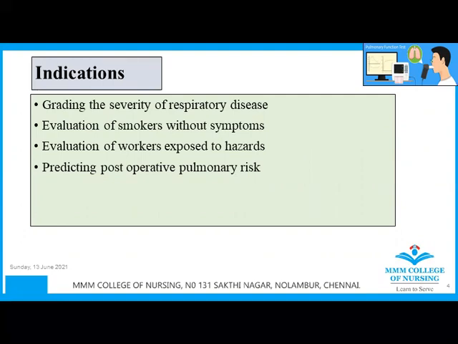If the patient underwent any surgery, PFT helps to assess the pulmonary risk or complications which develop after the surgery.